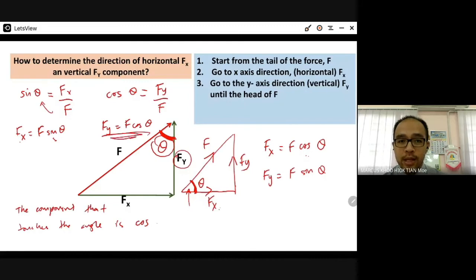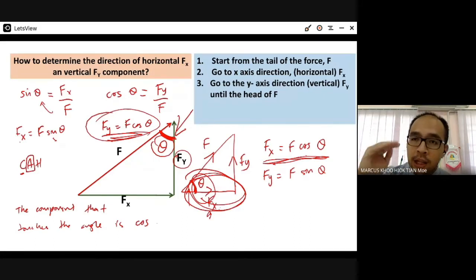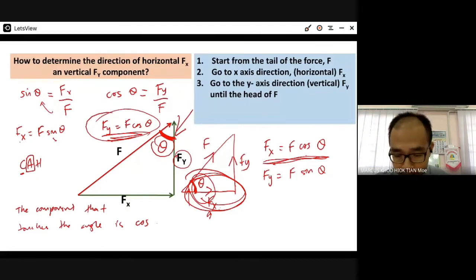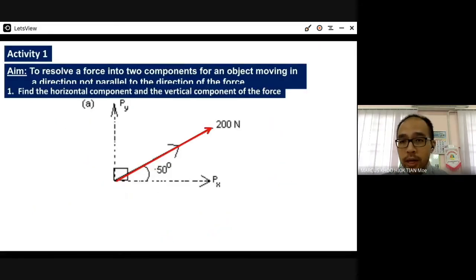Fy touches the angle, so Fy is cos. Fx touches the angle, so Fx is cos. Because we use CAH. Cos is adjacent, meaning next to it. So whatever is next to, or adjacent to the angle, that is the one that you must use cos. Remember this rule, this rule is very important. Whichever touches the angle is the one that is cos. The opposite of it is the one that is sine.